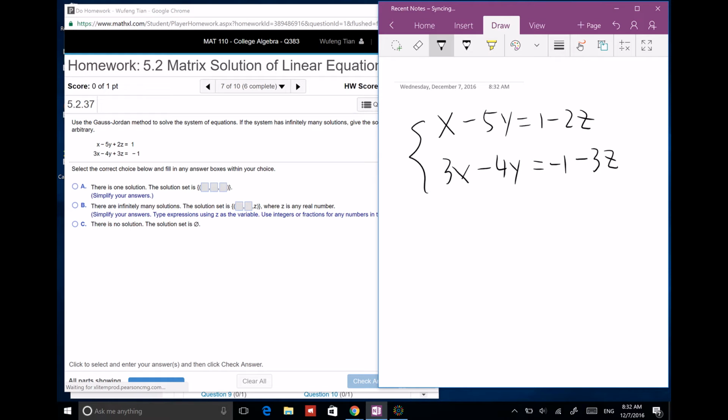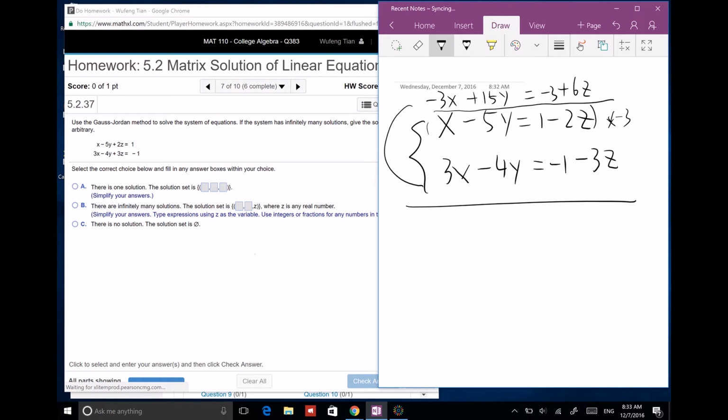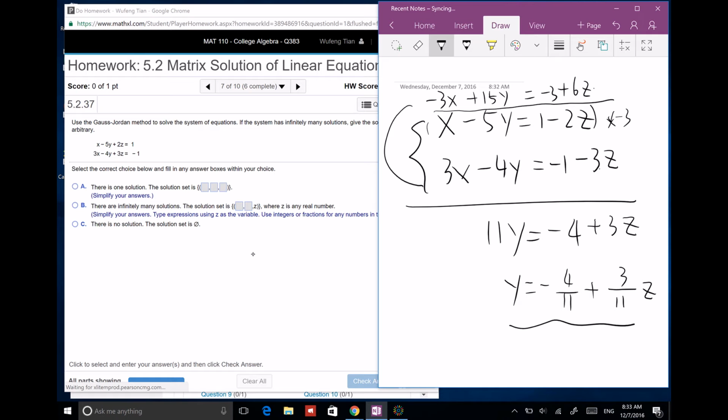What I do, you cancel x, you multiply the first equation by negative 3. Negative 3x plus 15y equals negative 3 plus 6z. You multiply everything by negative 3. Okay, you got this. And then you add this one and then this one. Negative 3x and 3x cancel out. 15y plus 4y is 11y. Add this to its negative 4, add this to its plus 3z. So y is negative 4 over 11 plus 3 over 11z. I just do this one, and you can solve this one.